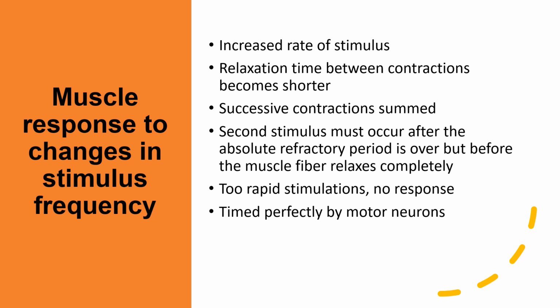And all of this is timed out perfectly by the motor neurons. So they're able to make sure that they are going to stimulate the muscle fiber after the absolute refractory period has happened, but before the muscle fiber has completely relaxed. Now, once we have sustained contraction, this is called tetanus.